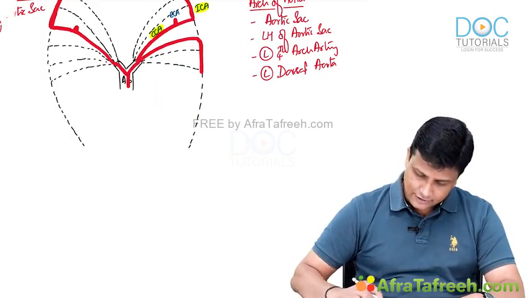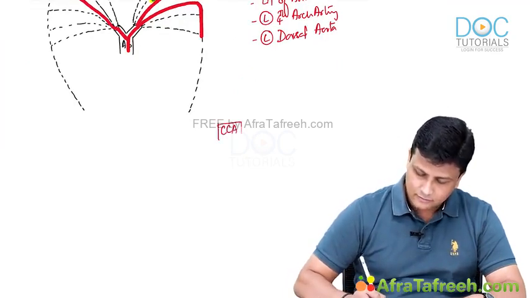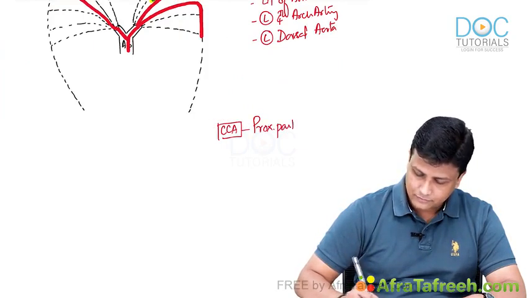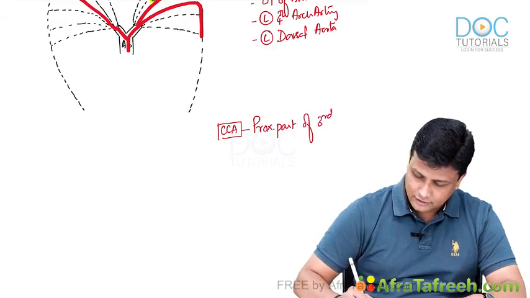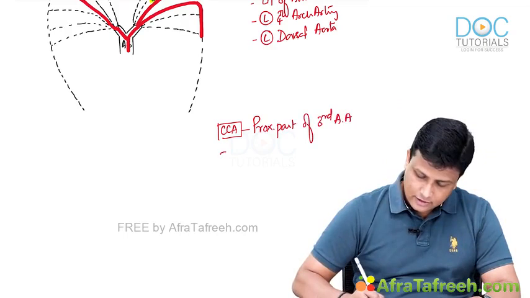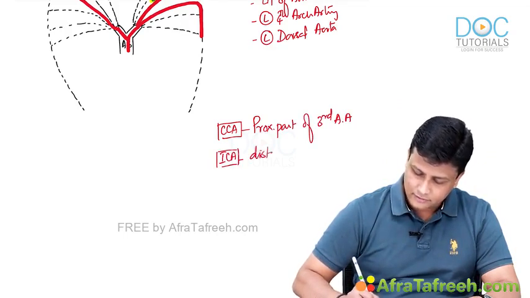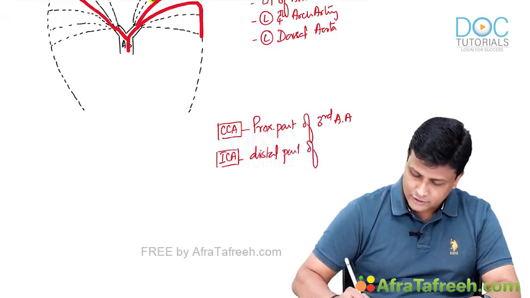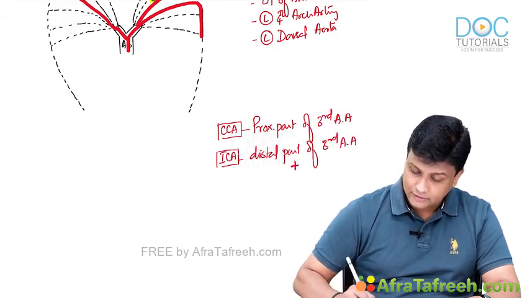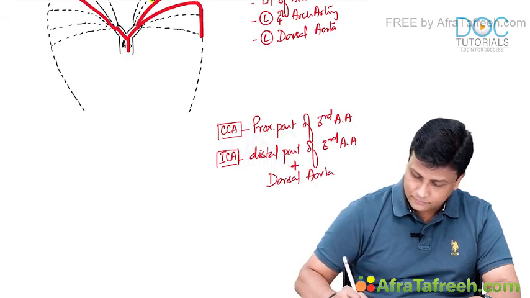So let us simultaneously write down the notes also here. Common carotid artery: it is derived from the proximal part of the third arch artery. I'm just writing in short as third arch artery. Internal carotid artery: it's derived from the distal part of the third arch artery, and along with the distal part of the third arch artery, even a part of the dorsal aorta.